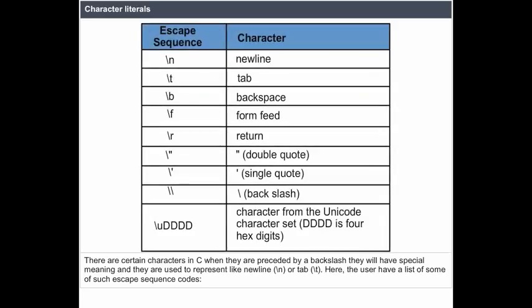There are certain characters in C which, when they are preceded by a backslash, have special meaning, and they are used to represent things like newline (\n) or tab (\t). Here the user has a list of some of such escape sequence codes.